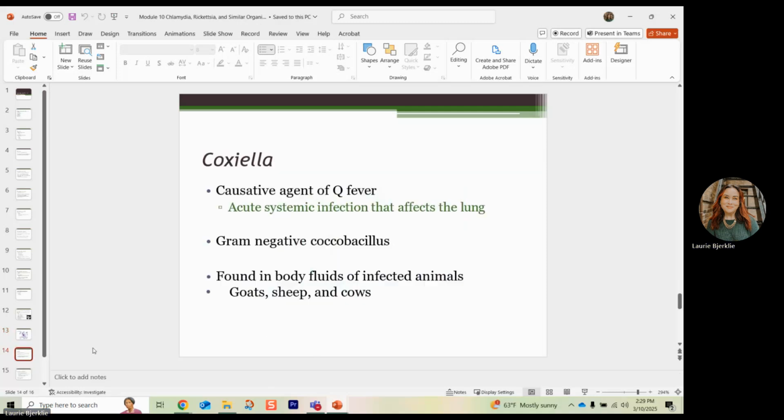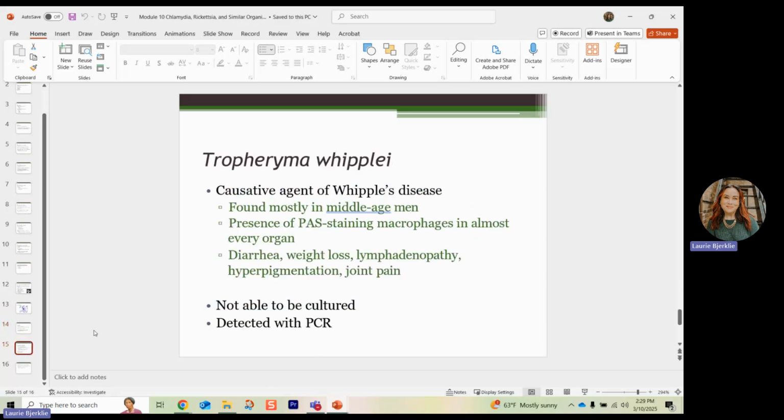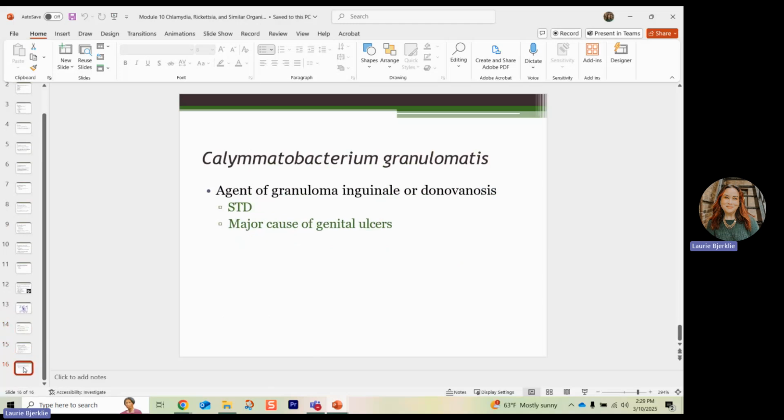And then another obligate intracellular organism is called Coxiella, causing what we call Q fever. It's a very systemic infection that really affects the lungs, passed through bodily fluids of infected animals like goats, sheep, and cows. Tropheryma whipplei causes Whipple's disease. Again, mainly just detected with PCR. I am not testing you on this. This is just informational. And then one final one, another STI with genital ulcers.